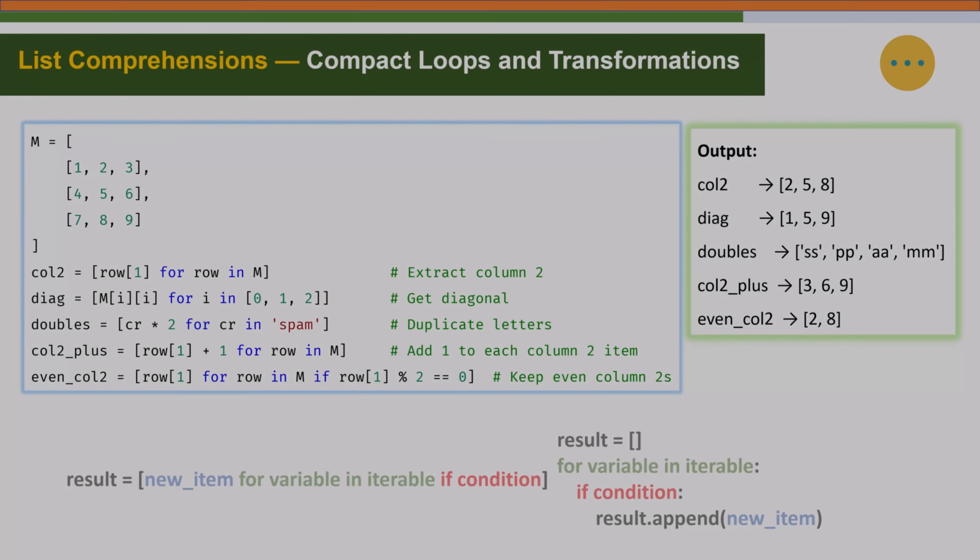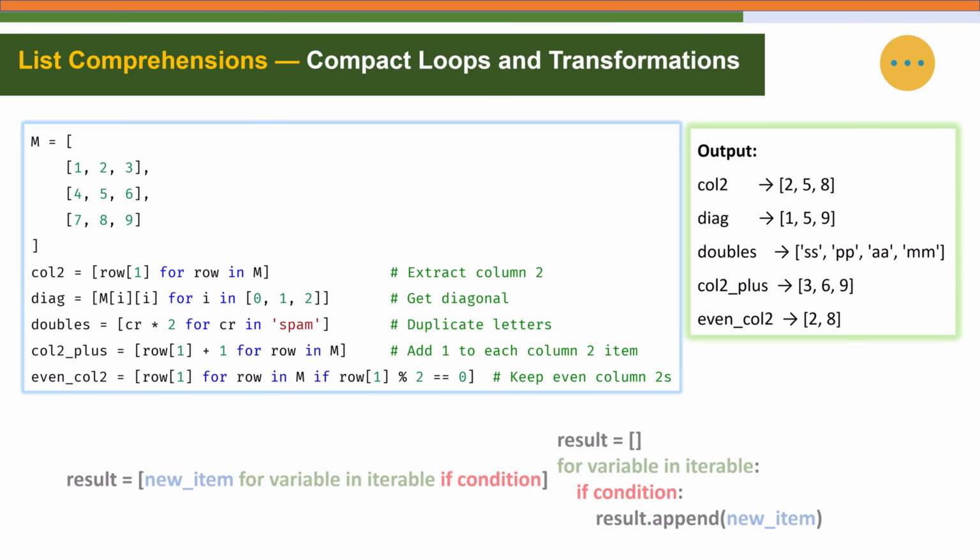List comprehensions in Python offer a powerful way to create new lists by looping and applying logic, all in a single line of code. Let's start with our matrix M, which is a list of lists. Each inner list represents a row, for example 1, 2, 3, 4, 5, 6, 7, 8, 9. Now let's collect the second column from this matrix.